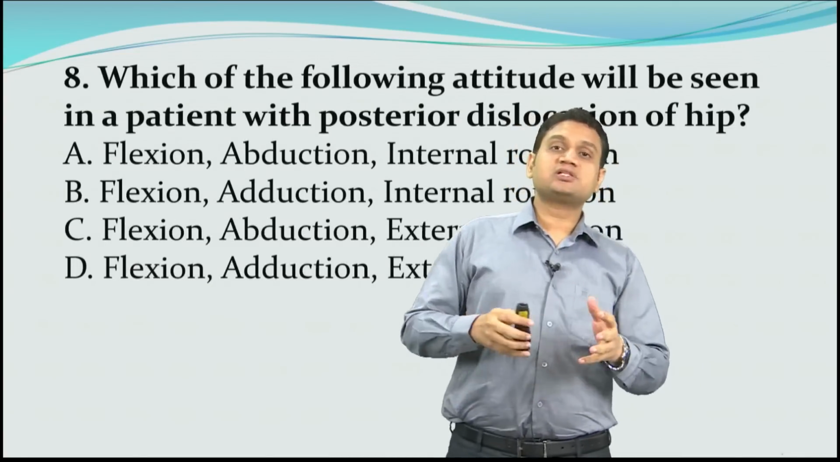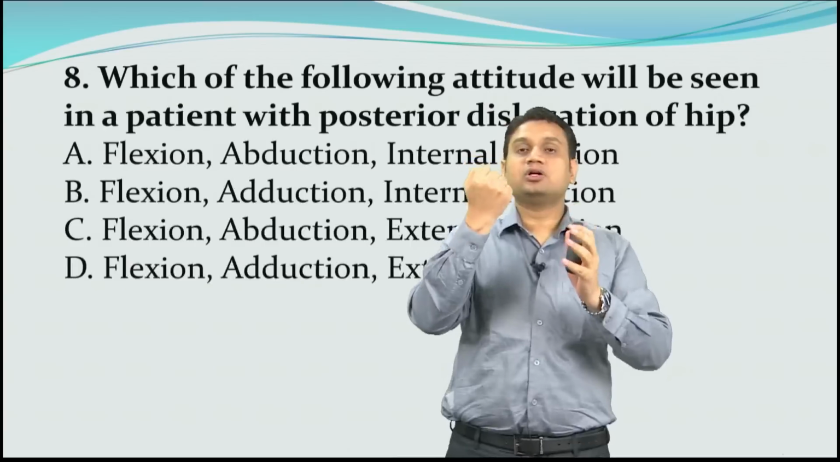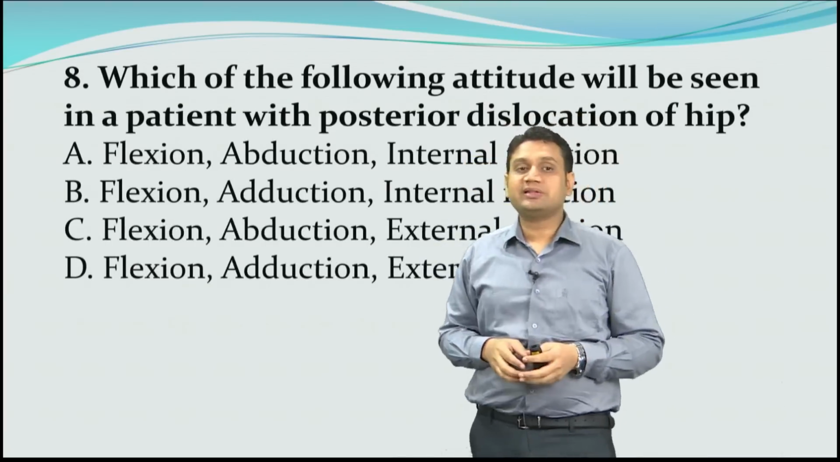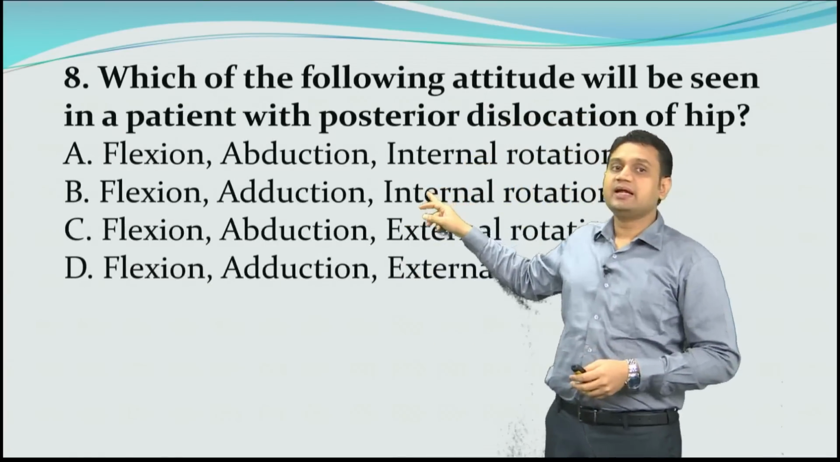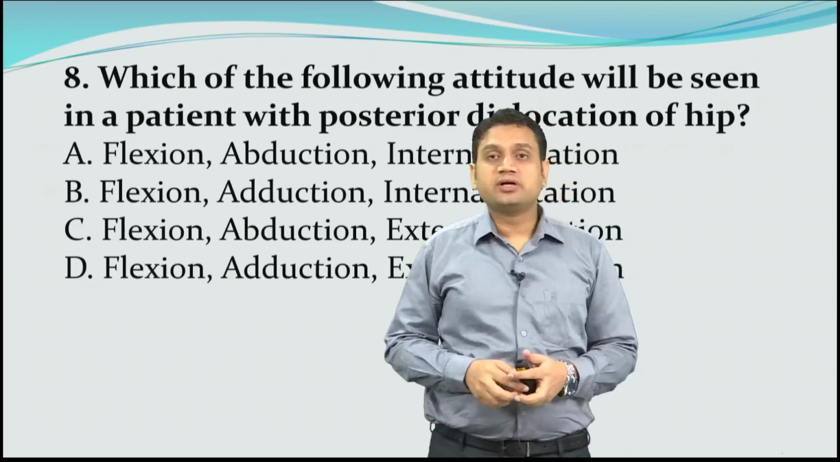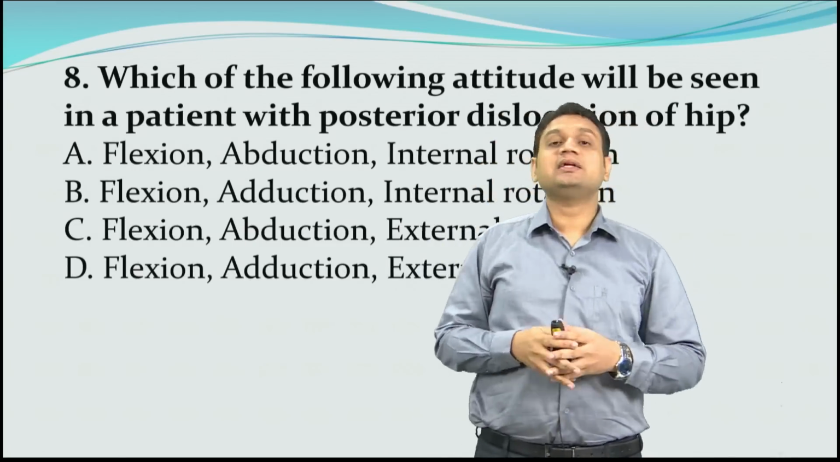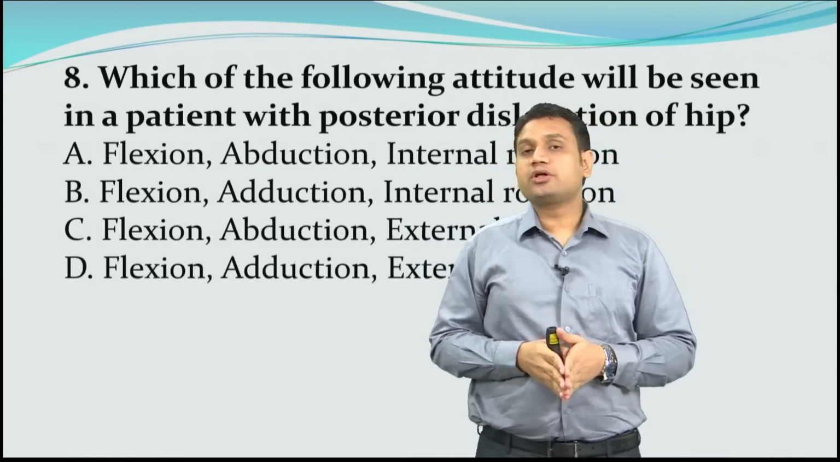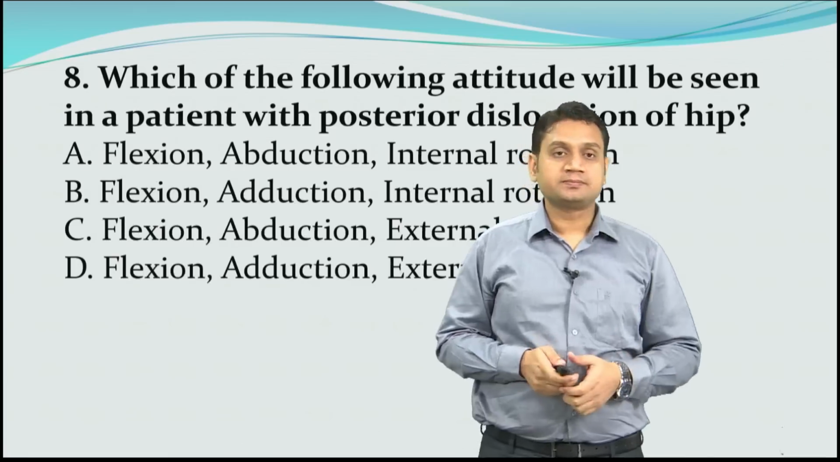In the reverse way, for a posterior dislocation, the head has to go back on the posterior side. It can only go back when there is an internal rotation, right? Internal rotation will be with the adduction deformity of the hip. So in posterior dislocation you will have the adduction and the internal rotation. In anterior dislocation you are going to have abduction and external rotation.